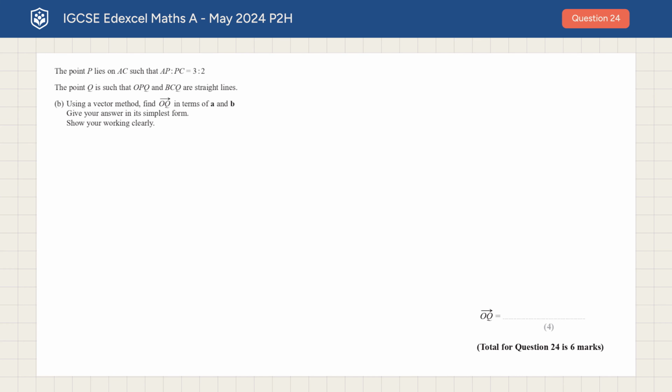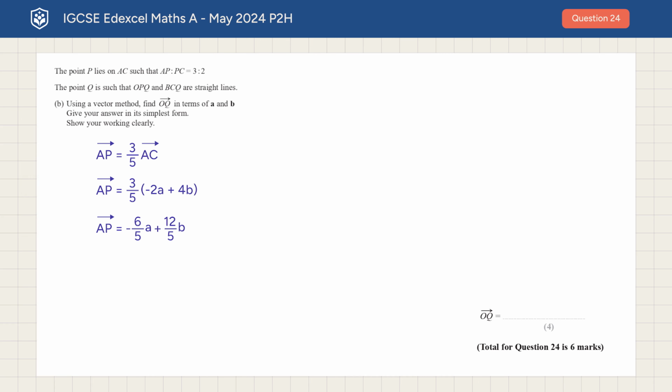First, let's locate point P. We are given the ratio AP to PC is 3 to 2. This means point P is 3/5 of the way along the line from A to C. Using our result from part A, we find the vector AP by taking 3 over 5 of our vector AC. This gives us negative 6 over 5 a plus 12 over 5 b.